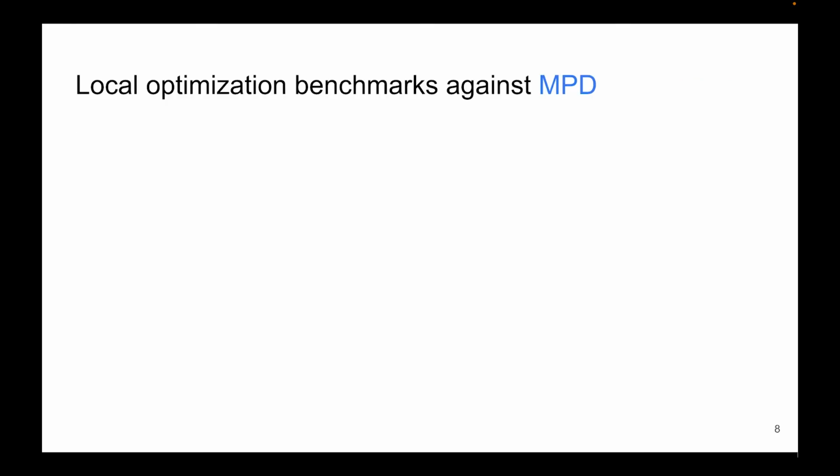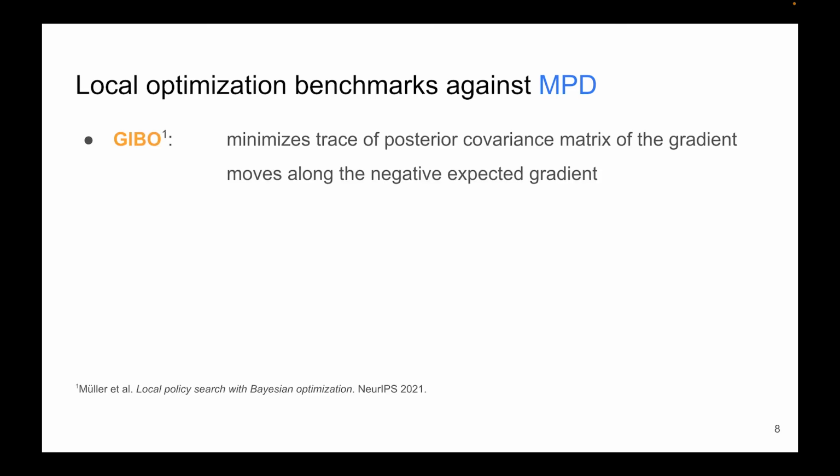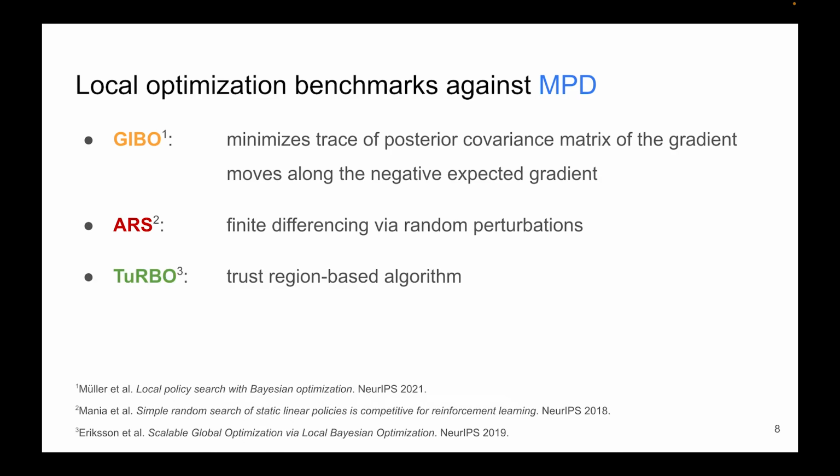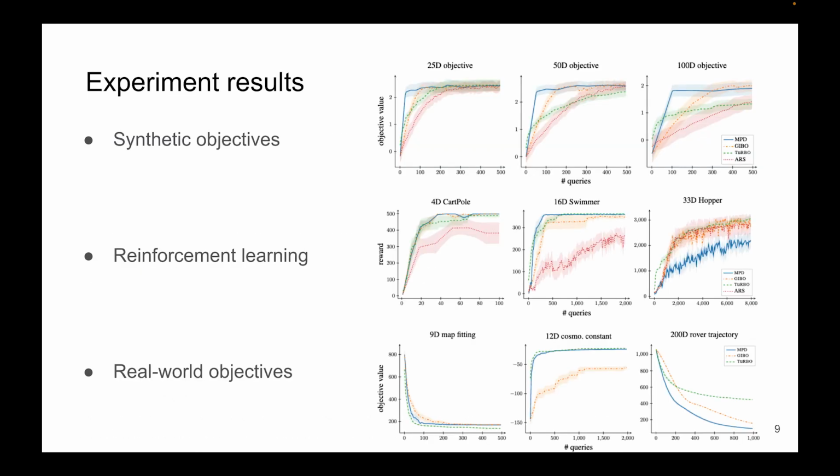Hi, I'm Quan, and I'll be talking about the experiments we ran in order to compare our algorithm called MPD against other local optimization baselines. One of which is BBO, which is a similar local Bayesian optimization framework that minimizes the trace of the posterior covariance matrix of the GP corresponding to the gradient, and then moves along the negative expected gradient. We also tested ARS, which uses finite differencing, and then Turbo, which is a trust region-based algorithm.